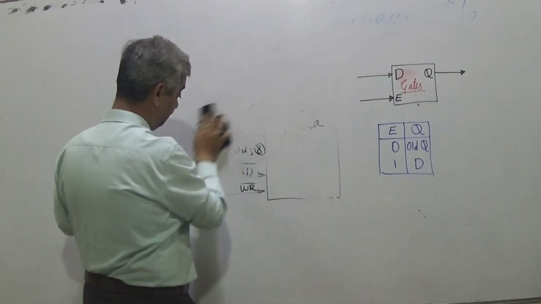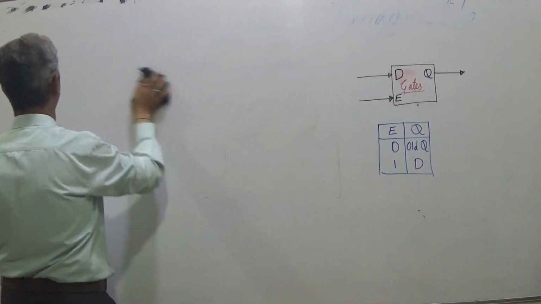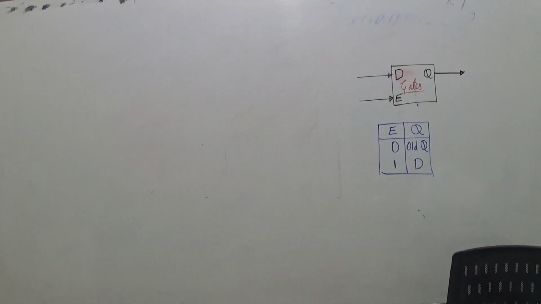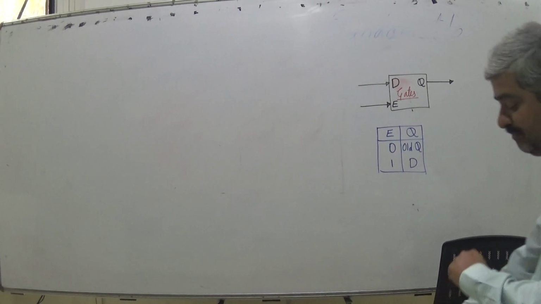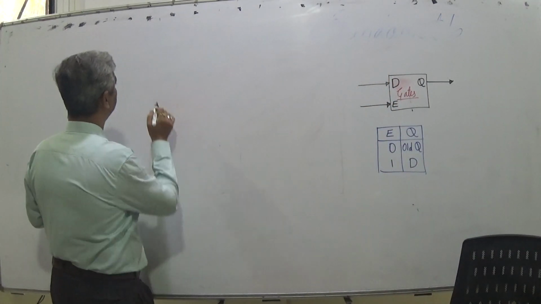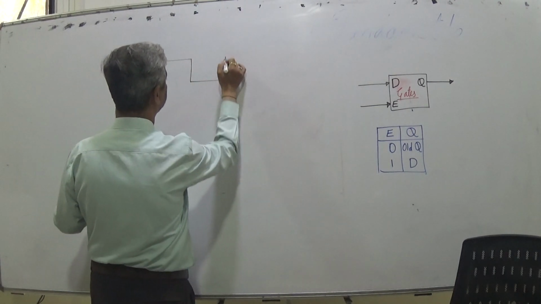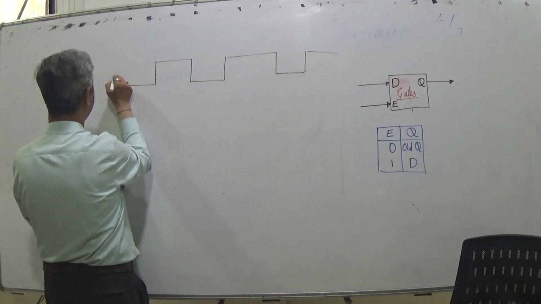So the flip-flop, by virtue of what is called a state, because of the feedback in the sequential circuit, has remembering capacity, and because of that it is able to remember the previous state. That is a very big breakthrough in digital circuits. So suppose D is making changes like this, and this is D and this is E.